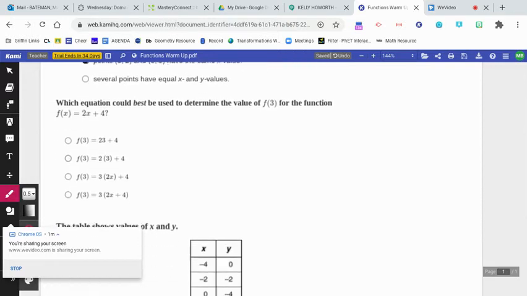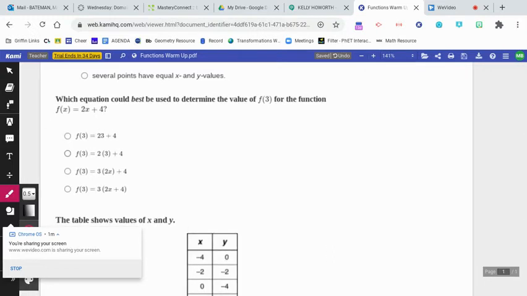Next, which equation could best be used to determine the value of f(3) for the function f(x) = 2x + 4? We see that inside the parentheses, they gave us a 3, so we're going to use that to replace the x. Everywhere we see an x, we're going to be substituting in a 3. So f(3) is equal to 2 times 3 plus 4, and that matches our second option here.